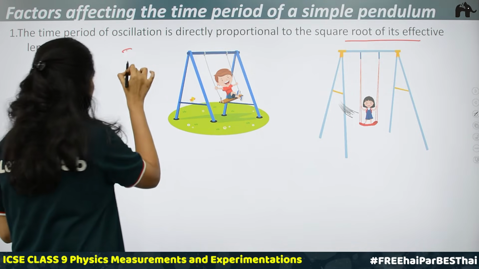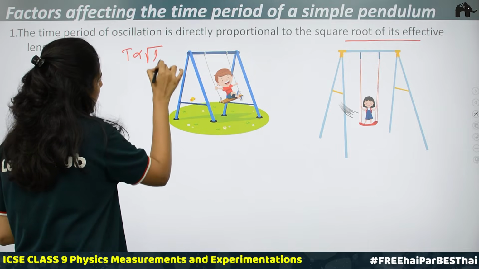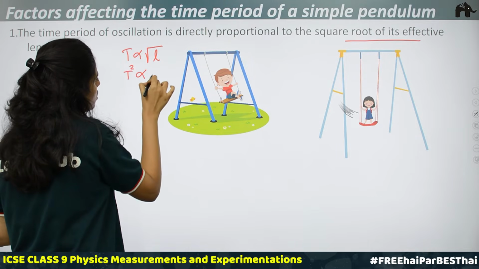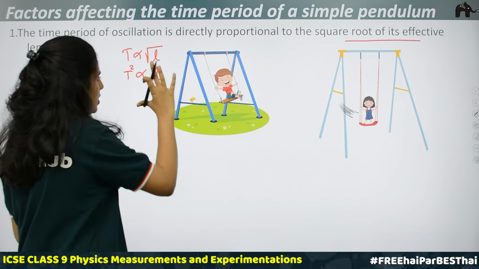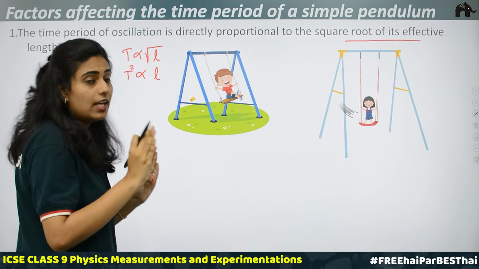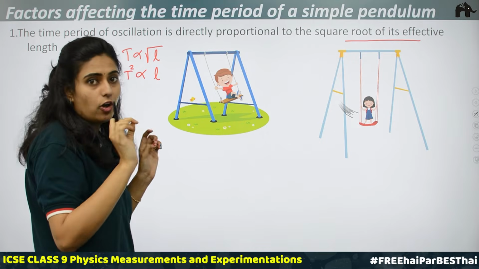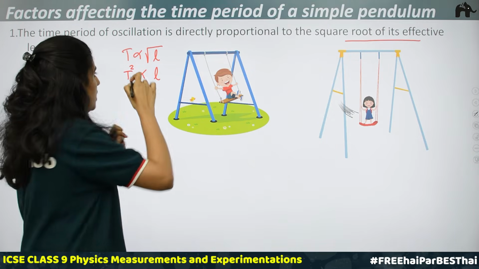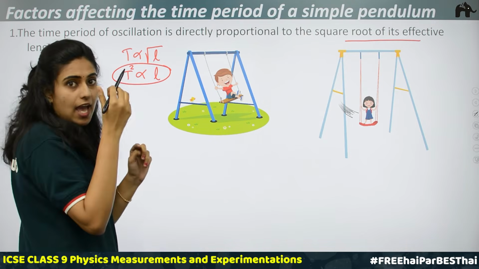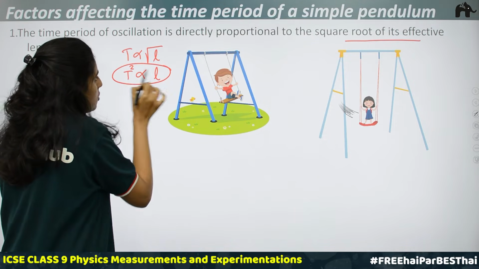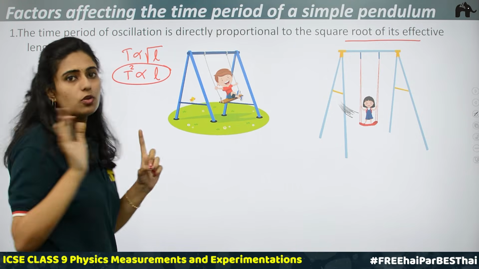So time period is directly proportional to root L, or T square is proportional to L, which we have got from the graph. We have taken the slope, right? So we have understood that length versus T square graph when we are drawing, when length increases, what is happening to T square? T square is also increasing, which means they are directly proportional, and the rate is T square proportional to L or T proportional to root L.